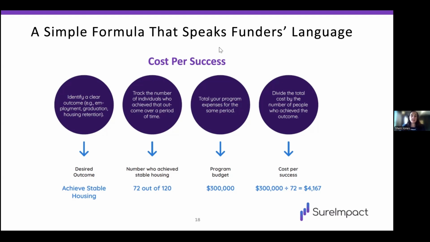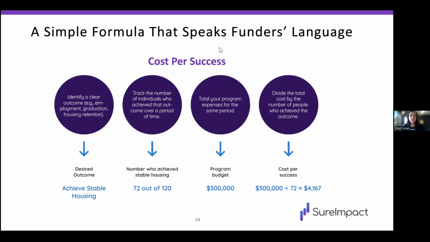I'm buying success. So when you take your program costs and you only divide it by the number of successful people, then the failure rate is baked in, which is okay, because we're dealing with humans and not everyone is often going to be successful. So then when you go tell a funder that it costs $4,167, that's how much it costs to get one family stably housed. Now they know what they're buying.